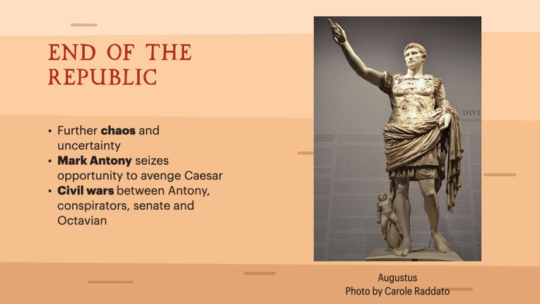After more years of power struggles between Mark Antony, the conspirators, and the Senate, Caesar's great-nephew and adopted heir Octavian eventually ended the civil wars by defeating Antony and Cleopatra in the Battle of Actium in 31 BC. He would become Rome's first emperor, Augustus.